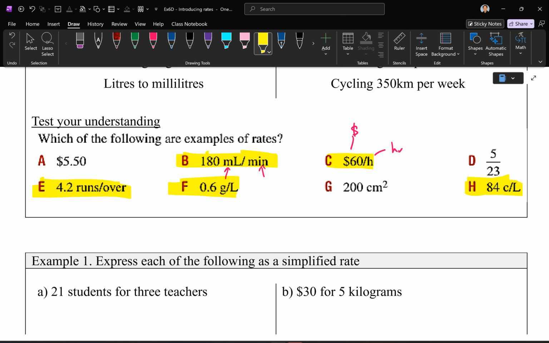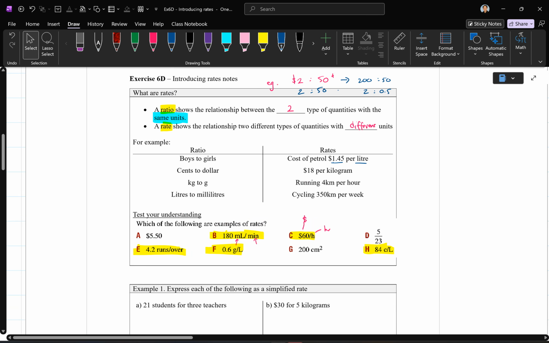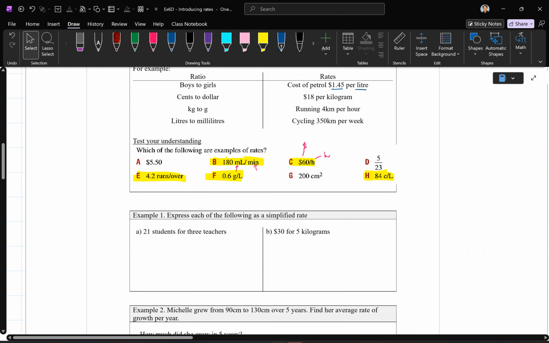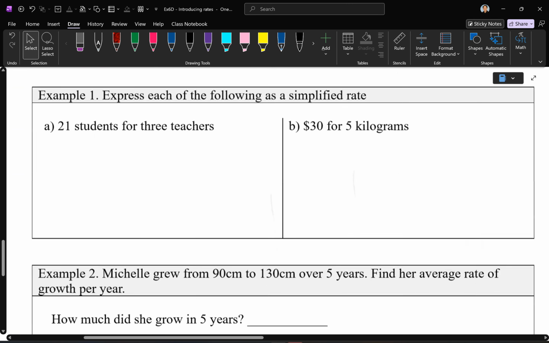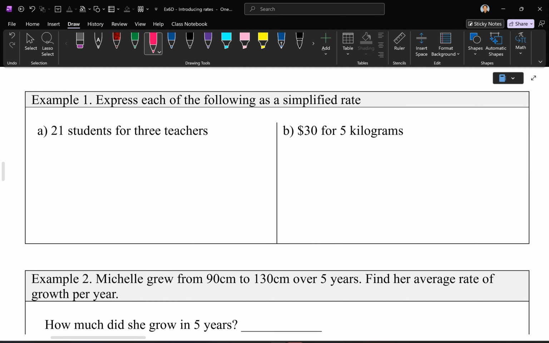Can I get a show of hands who got all 1, 2, 3, 4, 5 options correct? Beautiful. Good. So that's the first thing about rates. So first exercise, 6D for rates. You need to know what a rate is, and then once you know what a rate is, our aim is to simplify it. So here's the first one.